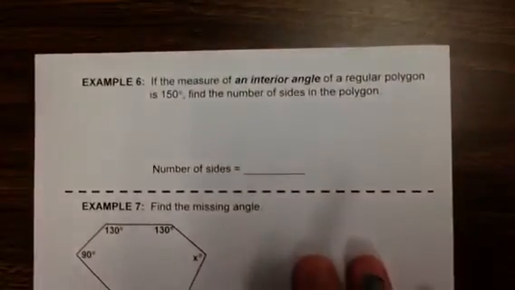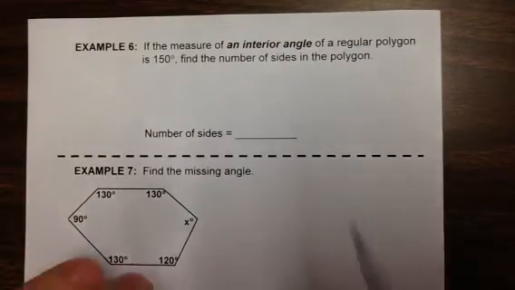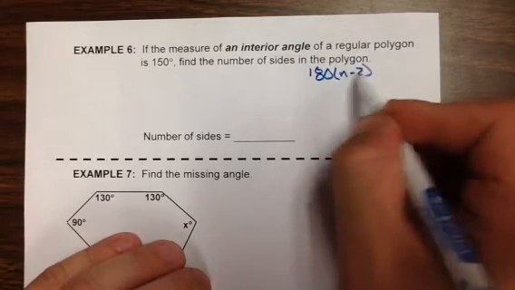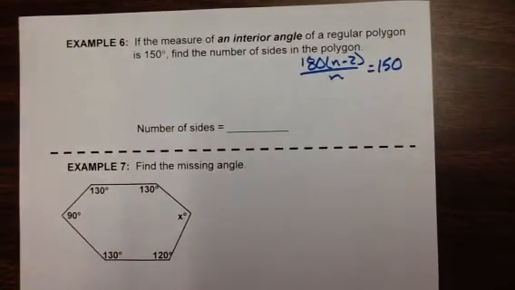So, looking on, we've got another opportunity here. If the measure of an interior angle of a regular polygon is 150 degrees, find the number of sides in the polygon. Again, same idea as before. We're going to say 180 times (n minus 2) divided by n equals 150, and I'm going to give you just a minute. That should be the hard part. Go back to the previous problem on example 5 and see if you can work the algebra. It'll be the same steps with just slightly different numbers.